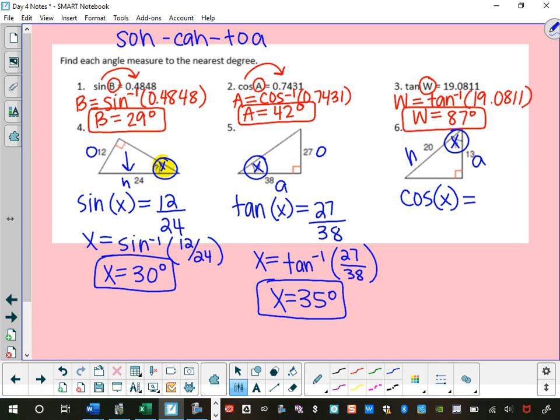All right, so my adjacent is 13, my hypotenuse is 20. So if I want to solve for x, I'm going to have x is equal to the inverse of cosine times 13 over 20. You guys tell me what you want. 49. Oh yeah, that makes sense. 49 degrees.